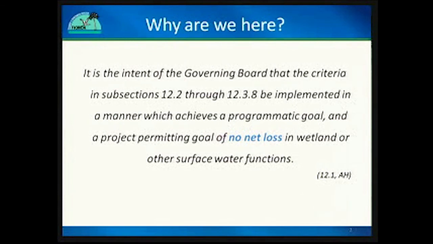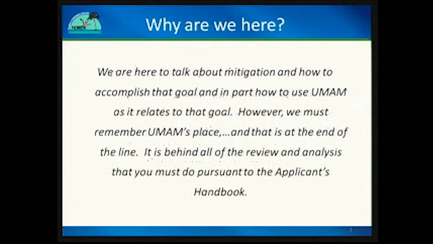Let's go through it. So, why are we here? Essentially, no net loss of wetland functions, and that's what we're talking about. That's what mitigation is to offset. So, no net loss. And of course, the pertinent sections that we're applying is the Basis of Review Applicant's Handbook that you guys operate out of here. It's the Applicant's Handbook. So, we're also here to talk about mitigation and how to accomplish that goal, and in part how UMAM relates to that goal.